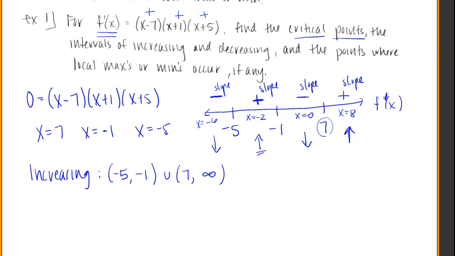Okay, and notice I'm going to put parentheses with all these. I don't want brackets because I don't want to exactly equal the critical points, because at the critical points, technically your graph is flat, so you can't be increasing or decreasing.